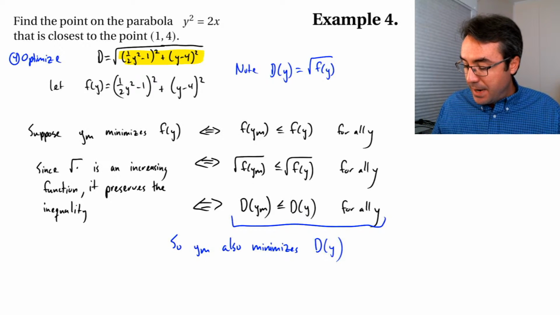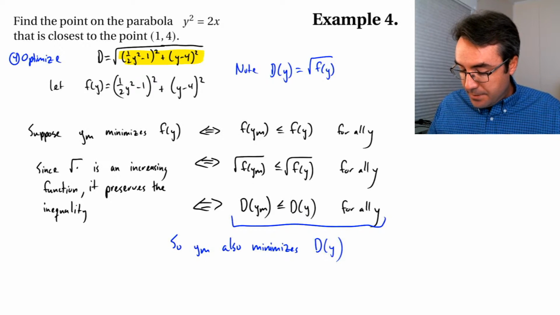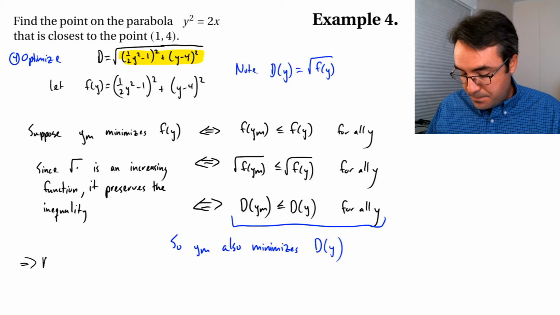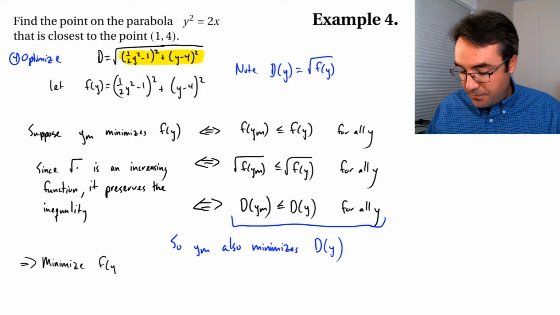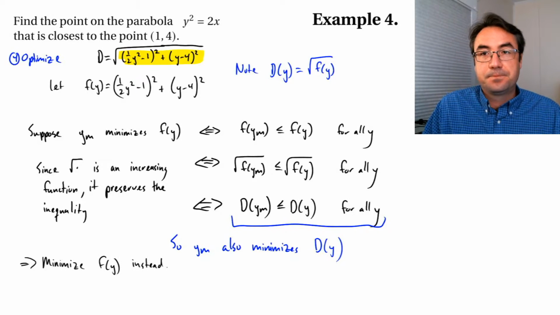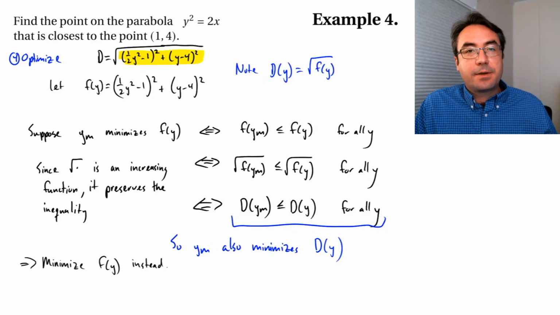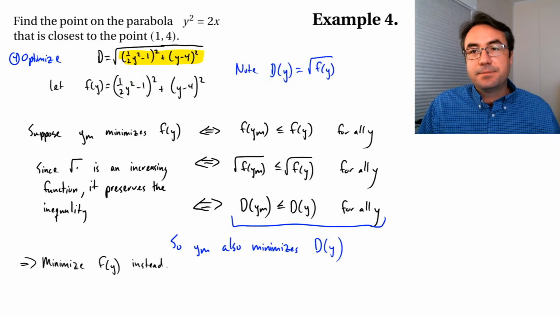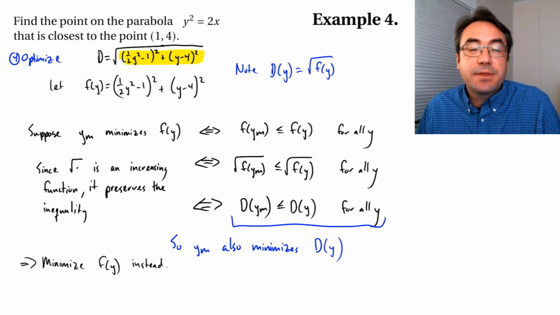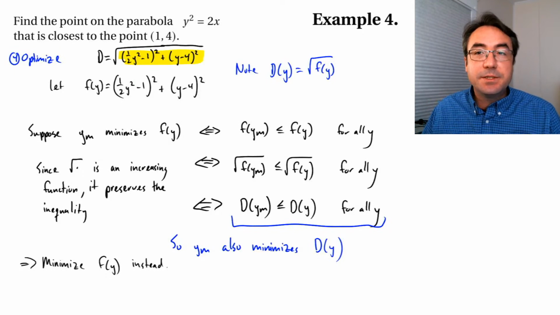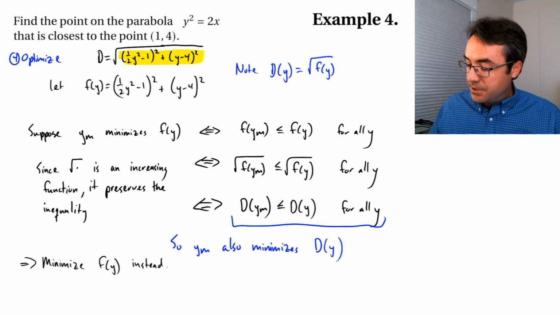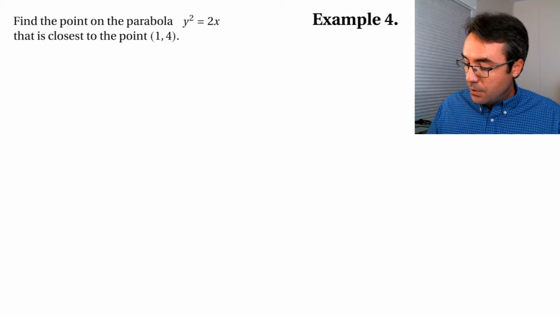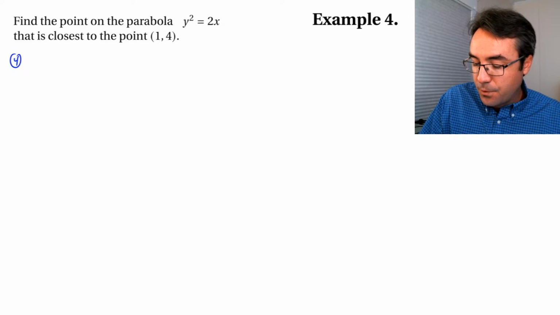So we're just going to minimize that inner function f of y instead. It's just going to make the calculus just a little bit easier. Not necessary, but it's something that we can do to make it a little bit easier on ourselves. So let's try that out. We're going to continue on with step 4, the optimization process.